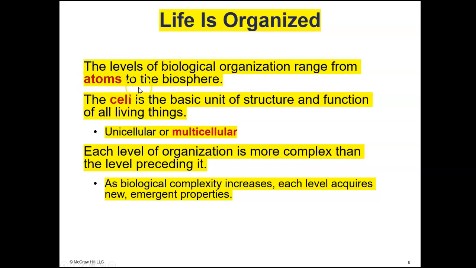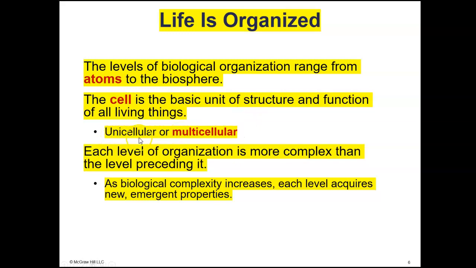Living things, just like non-living things, begin with the smallest chemical substances, which are atoms. So the smallest level of organization would be the atom. And then atoms are combined into molecules, smaller molecules and larger molecules. And those molecules are combined to make cell parts called organelles. And eventually you end up with enough molecules combined and organized in such a way that you get a cell. The cell is the basic unit of structure and function of all living things.